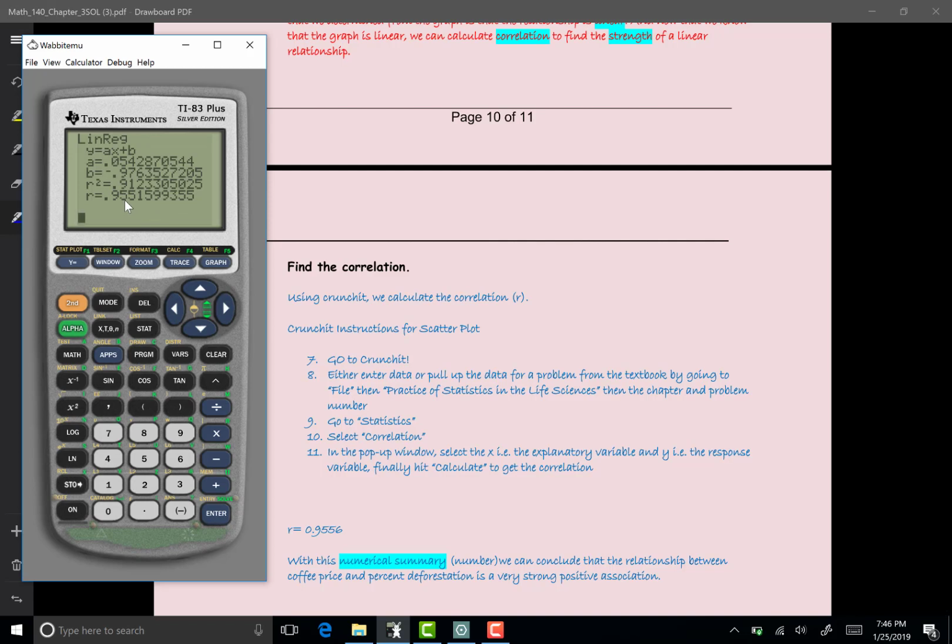The closer it is to 1, the stronger the linear relationship. What the coefficient of determination basically tells us is that 91% of the variation in the percents is explained by the coffee price. So the remaining about 9% is unexplained. Okay, let me know if you have any questions on this.